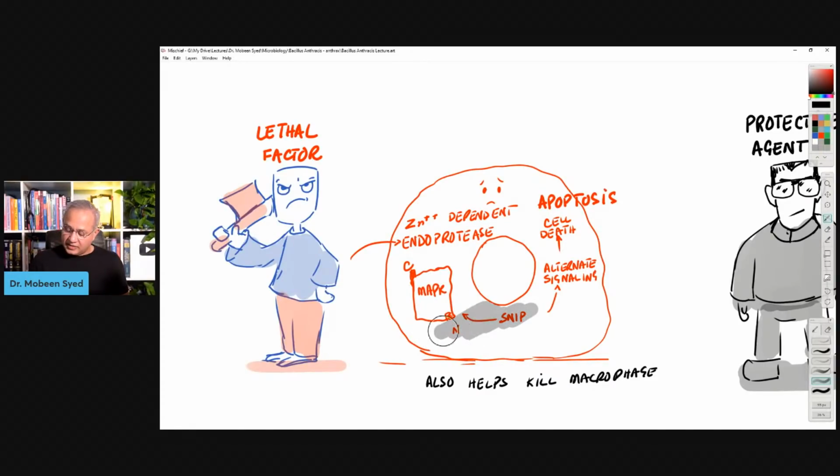So lethal factor snips MAPK. That causes MAPK-related kinases to not function correctly, and the whole cell dies. Why does the cell die? Our cells have this mechanism in them that when they think they cannot function correctly, then they activate alternative signaling pathways, and they tell themselves to kill themselves. They cause apoptosis, they cause suicide.